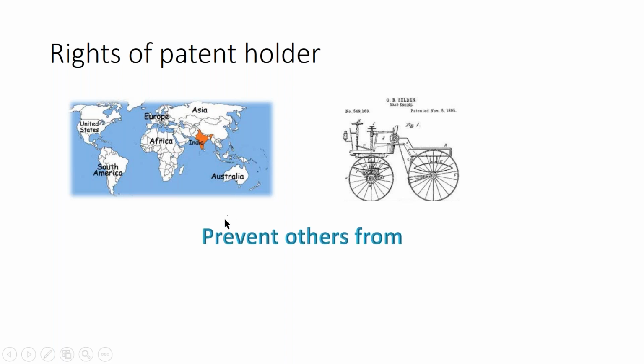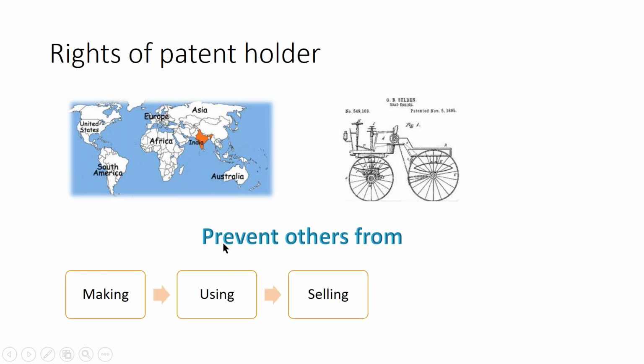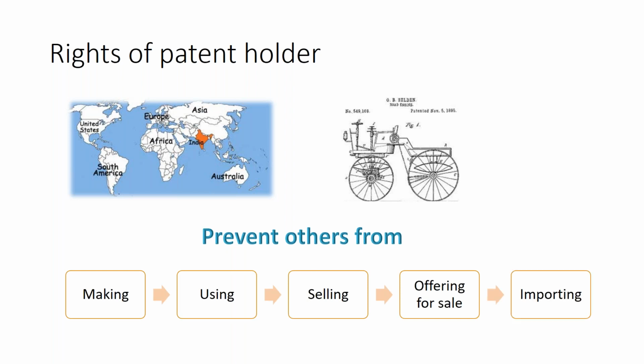And if you have an Indian patent, you can prevent others. A patent gives you negative rights, it does not give you positive rights. It gives you the negative right that you can prevent others. So if you have an Indian patent, the right that patent law gives you is that you can prevent others from making, using, selling, offering for sale, and even importing. Importing is a very important component, because if you have an Indian patent and any US company wants to export that product to India, you can block the importing of such a product.